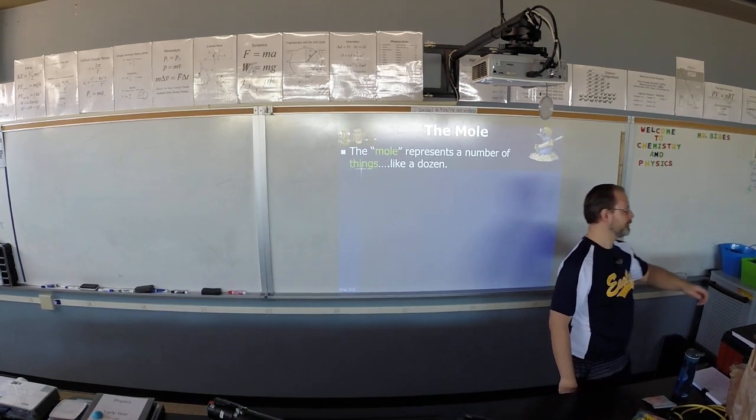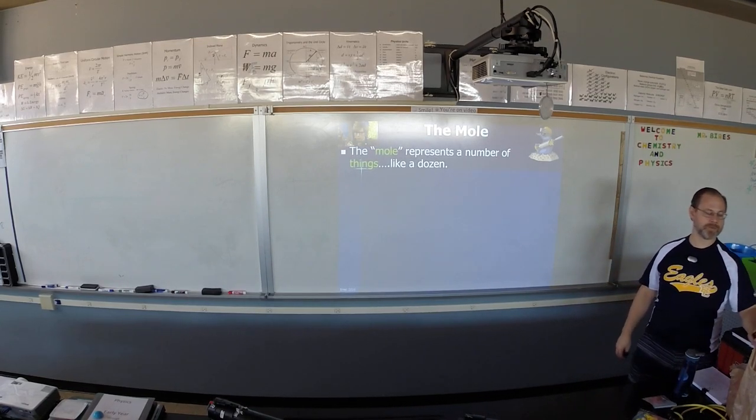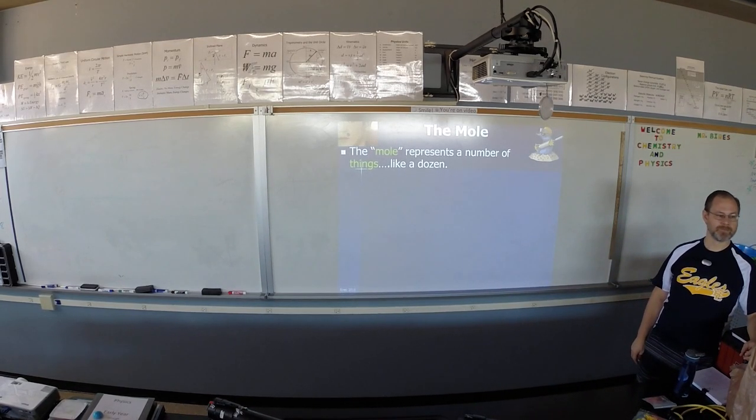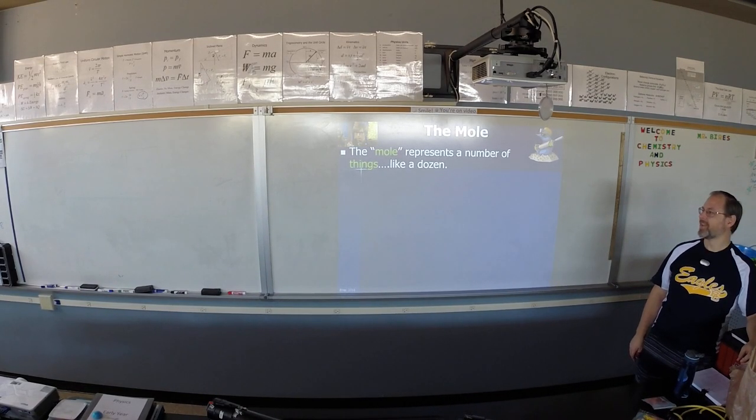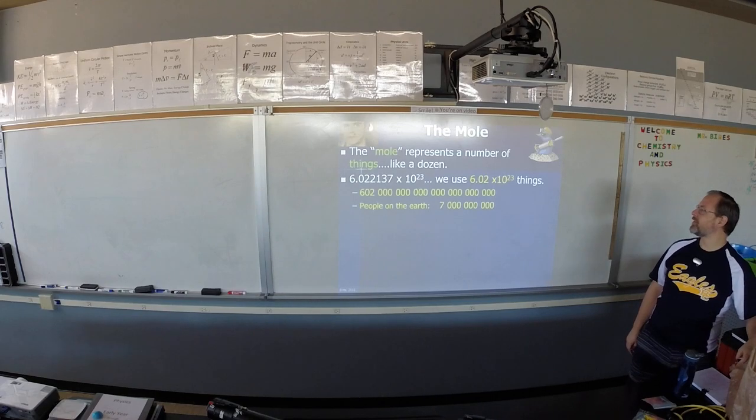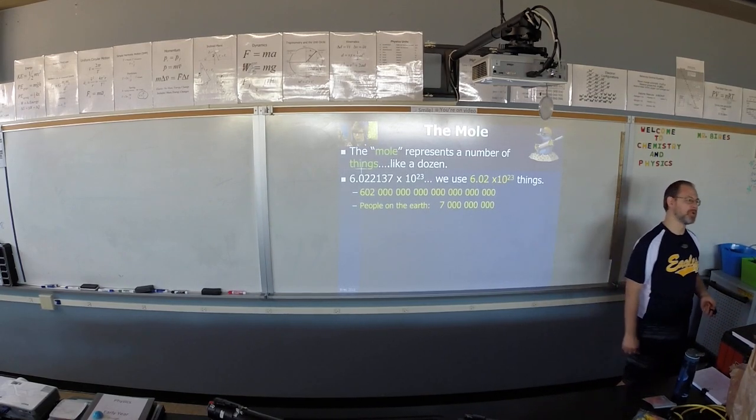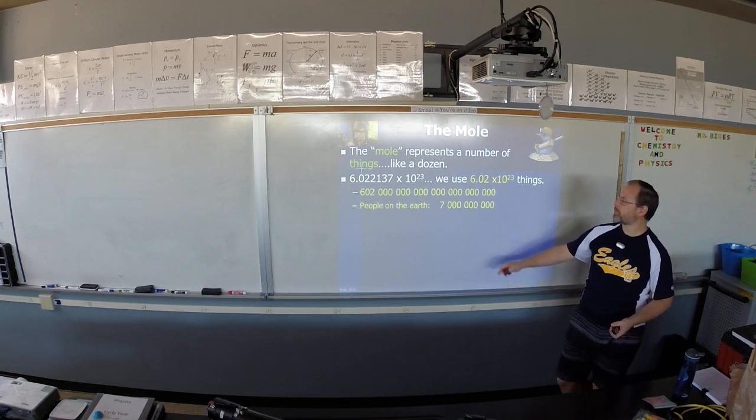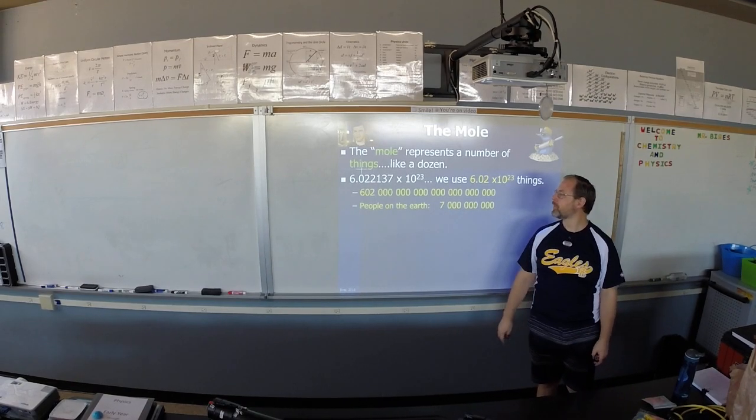The mole is a number. Who remembers what the number is? 6.022 grams per mole. Yeah, exactly. It's 6 times 10 to the 23rd things per mole. This needs to be updated. We're at about 7.4 right now.